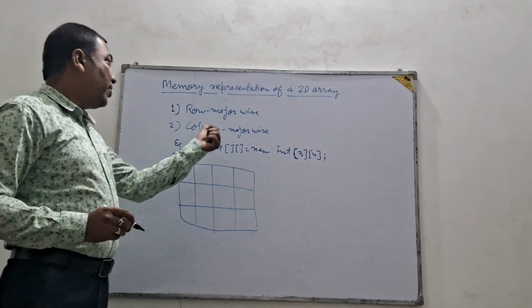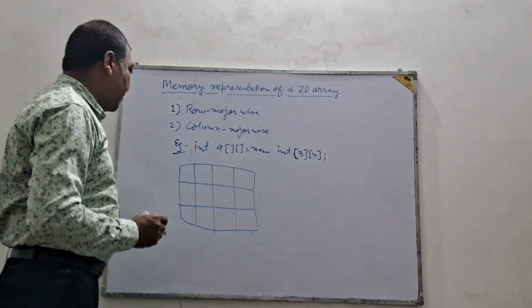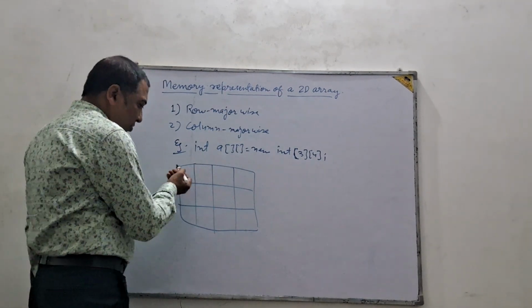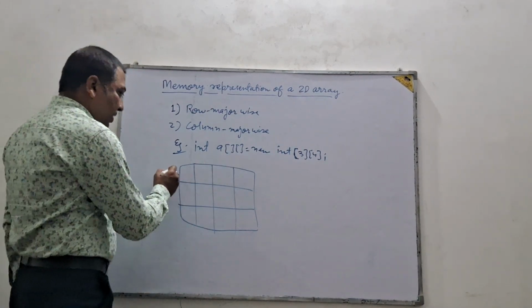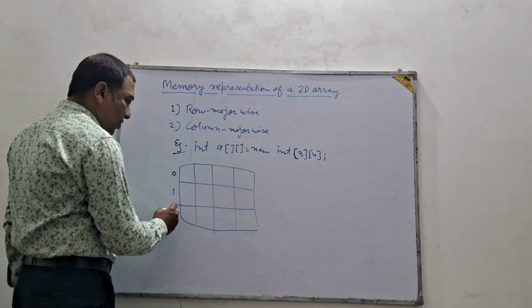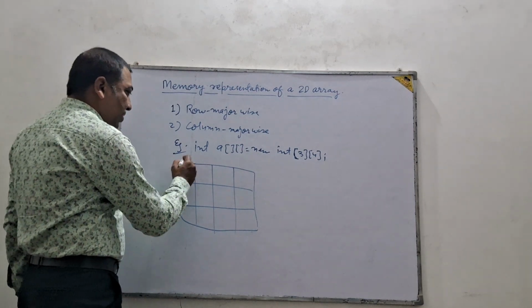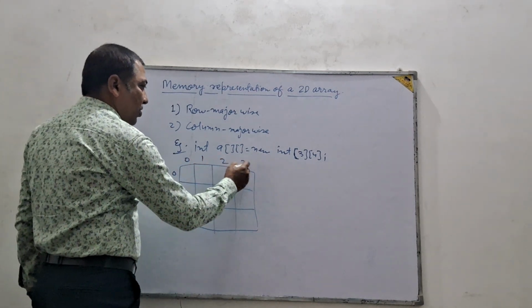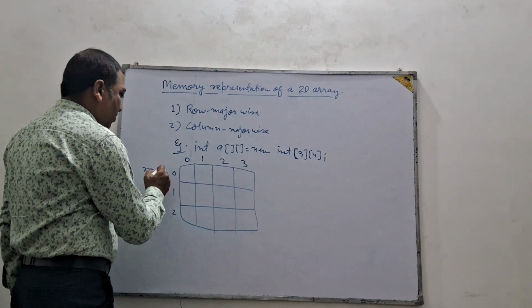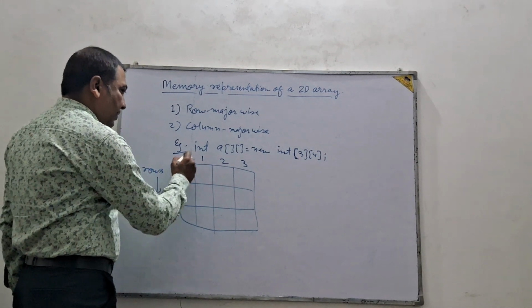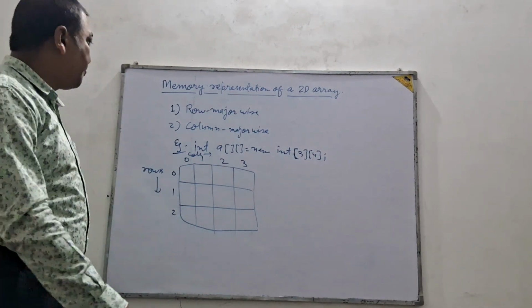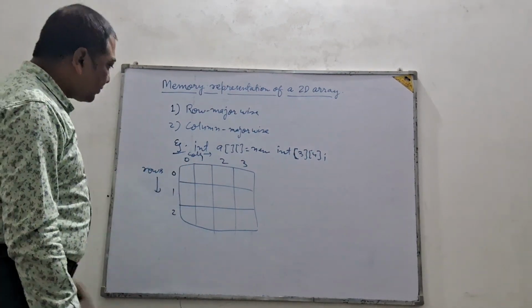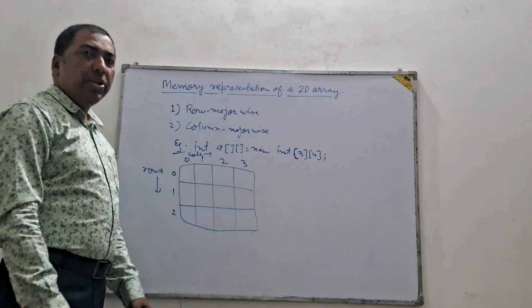If the memory is allocated row major wise, first let us discuss the index concept. If the array is of 3 by 4 size, there is row number 0, row number 1, row number 2, and column number 0, column number 1, column number 2, column number 3. These are all rows and these are the columns. This basic fundamental we have already discussed in a previous video. Every block has a unique address.